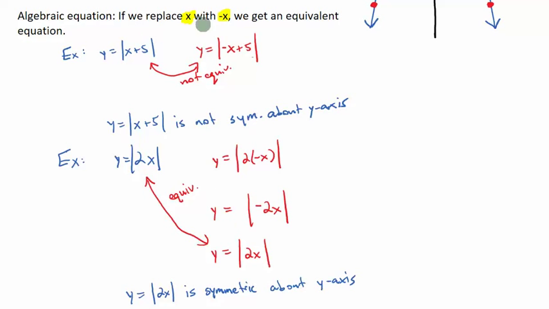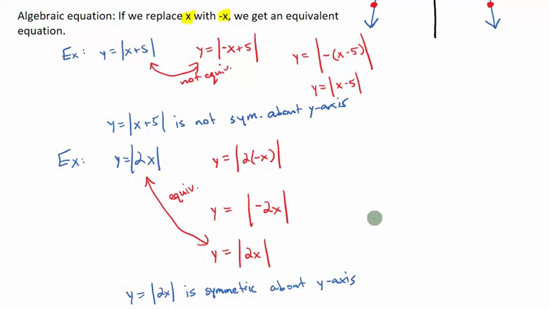Now, if you wanted to, in this previous example, you could factor the negative out inside, which would leave you with x minus 5. And now, since this is multiplication, you can drop the negative because the absolute value would get rid of the negative anyway. You'd have the absolute value of x minus 5. However, this is still not equivalent to the original equation. So the original equation is still not symmetric about the y-axis.